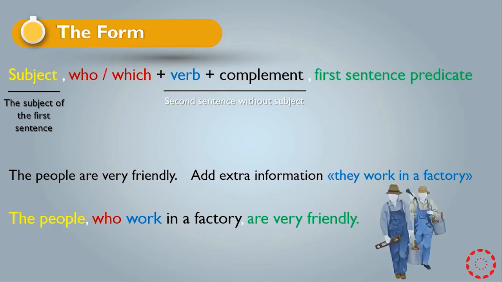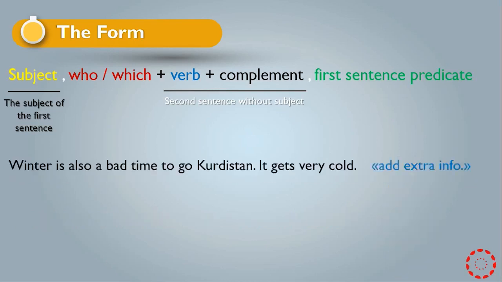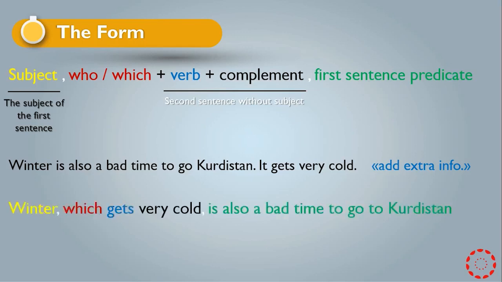Let's see another example. Winter is also a bad time to go to Kurdistan. It gets very cold. It says add extra information. So the subject of the first sentence is winter, and after winter we have to write a comma. Because winter is a thing, not a person, we use which. After which, according to the rule, we use the verb and complement of the second sentence, which is gets very cold, without the subject. So we remove it. Which gets very cold.